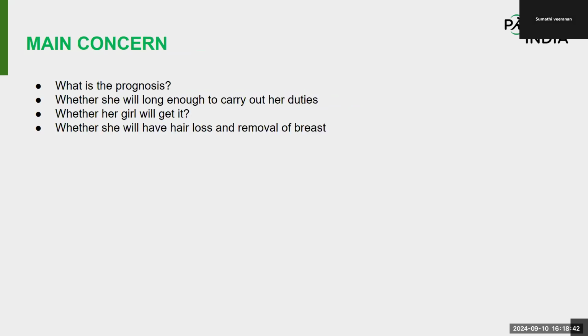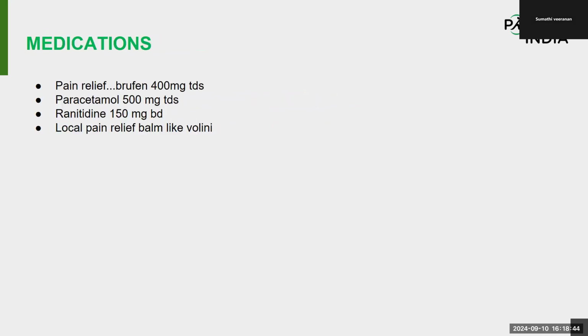And medication: her pain is relieved by Brufen 400 milligram TDS, paracetamol 500 milligram TDS, ranitidine 150 milligram BD, tablet dexamethasone 8 milligram TDS, and tablet carbamazepine 100 milligram BD. Local pain relief balm like Volini. No other previous medications.